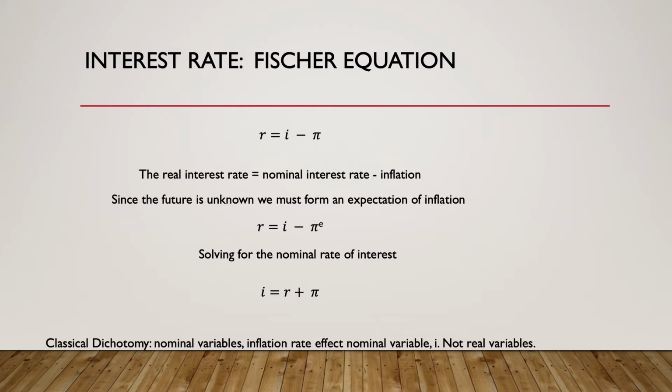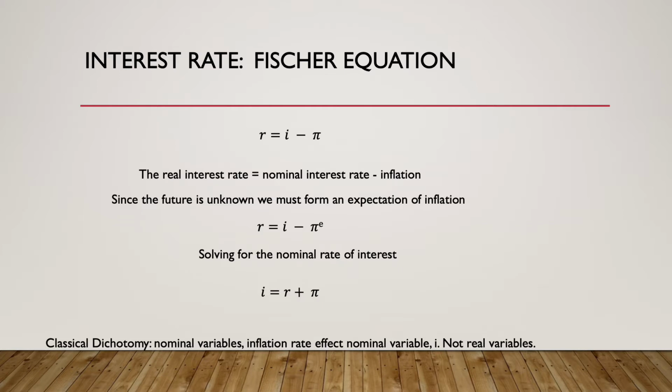Now, since we don't have a crystal ball, inflation in the future is unknown. So we're going to have to form an expectation of inflation. And you could look at the appendix of this little lecture if you want to see how we actually estimate inflation expectations using financial market data. But we'll have to form some kind of expectation of inflation. This causes the Fisher equation to be written as the real interest rate is equal to the nominal interest rate minus the expected amount of inflation. Now, we can solve this for the nominal rate of interest, and we can see that the nominal rate of interest is equal to the real rate of interest plus inflation.